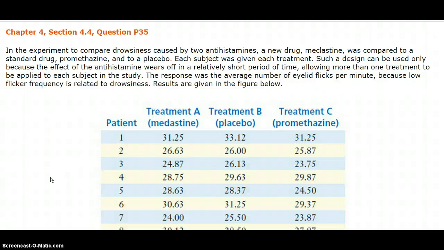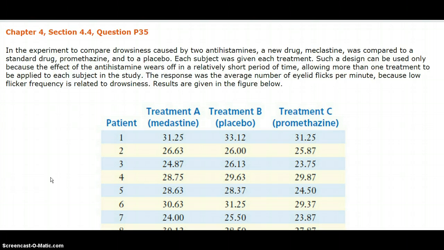Okay, this is section 4.4, question P35, and we have two treatments and a placebo. Notice that they are calling the placebo a treatment, even though you could also consider it a control. That's really tomato, tomahto, not a big deal there. But do be aware that sometimes that is done in research.